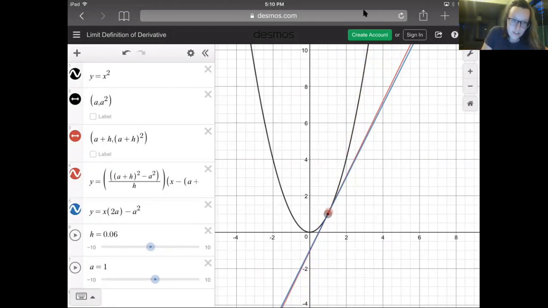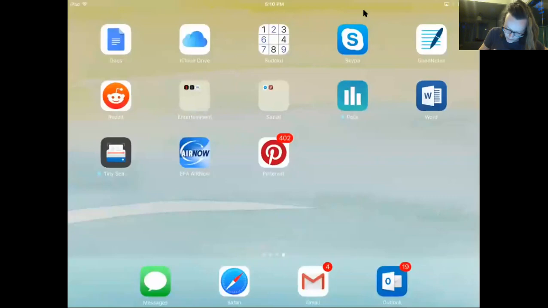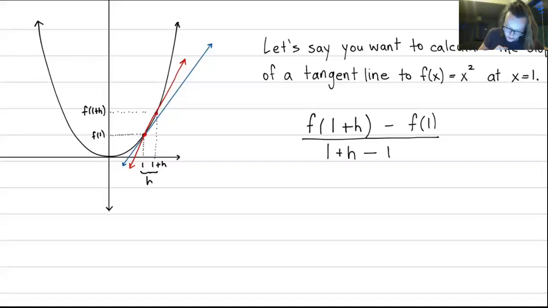Now, let's go back to our expression here that we had. If you look at the bottom there, I've got 1 plus h minus 1, right? So the bottom here is just h, right? So I can't make this h value 0. That would be if the 2 points were right on top of each other. I can't make h 0 because then I'd have a divide by 0 problem.